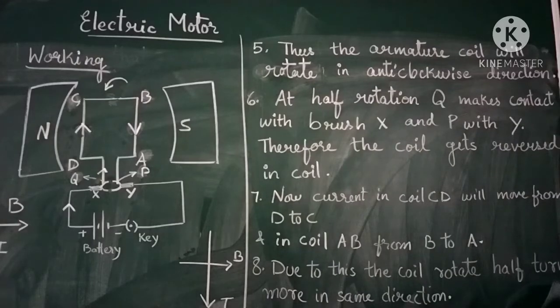This is how the whole electric motor concept works, and this will continue. After again the half rotation, one complete rotation, AB will return to its position, CD will return back to its position, and the commutator P and Q will return back to their position. The same thing will repeat again and again, and the electrical energy will be converted into the mechanical energy. So in this manner, the electrical energy is being utilized to do some mechanical work.